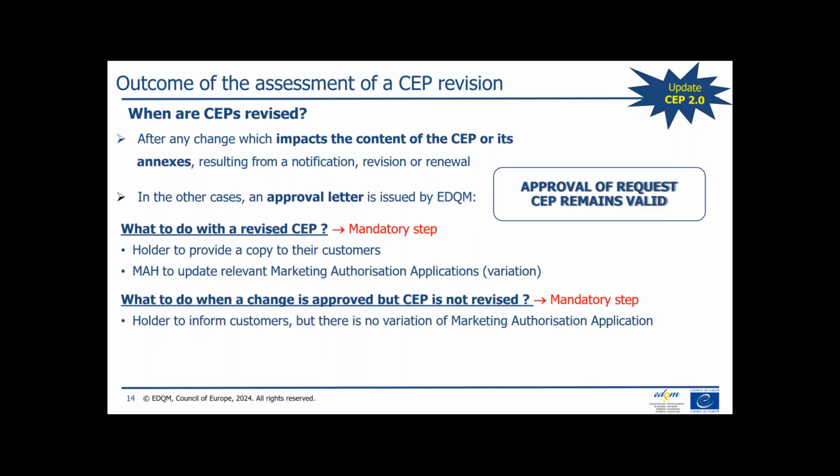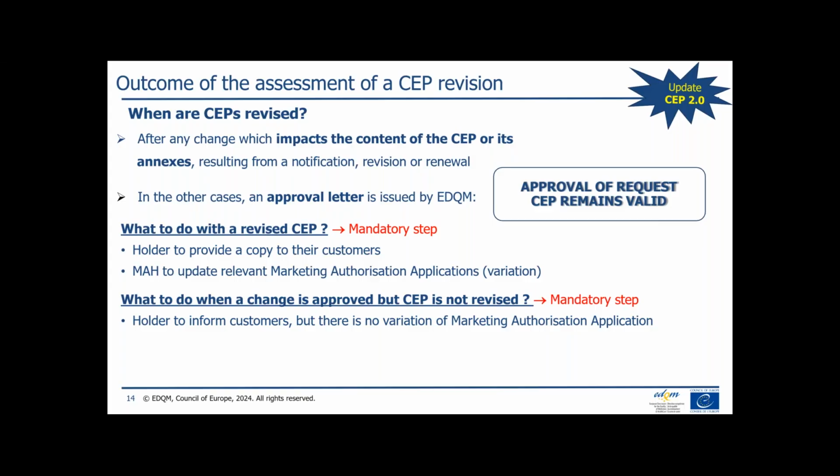So what to do with the revised SEP? This is a mandatory step for a SEP holder to inform all the customers, and then the marketing authorization holder will update the application via certain variations if necessary. What to do when a change is approved but the SEP is not revised? So the SEP holder should inform the customers, but the marketing authorization holder does not have to submit a variation.